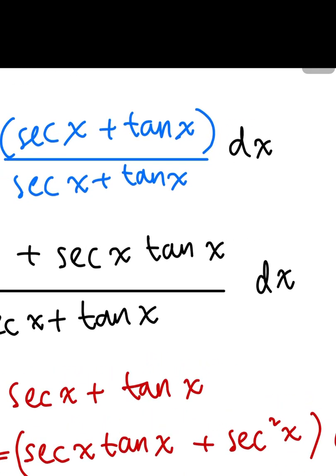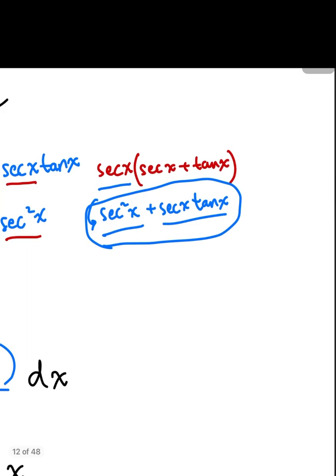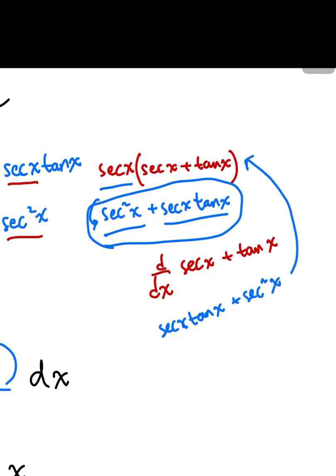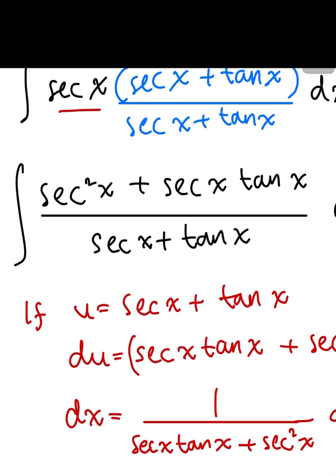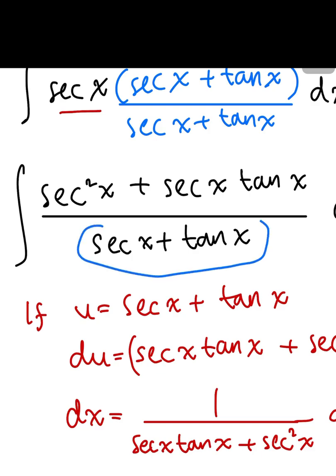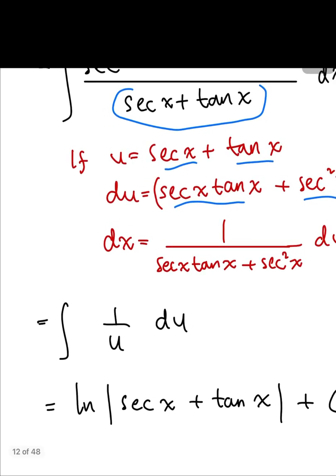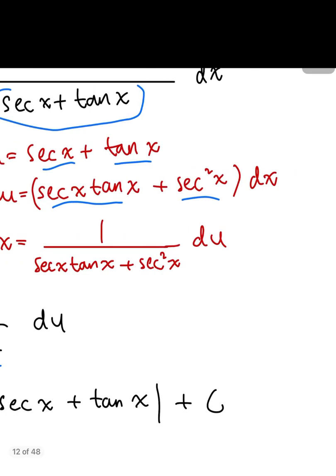And secant squared plus secant x tangent x is actually, if we are deriving the secant x plus tangent x, secant x tangent x plus secant squared x, in which we are getting this result, right? So actually what we did is, if we derive the whole thing at the bottom, the first derivative becomes the top one, right? So I can substitute and the whole thing becomes 1 over u du, and we can solve 1 over u, it becomes ln, and substituting back the secant x plus tangent x, we get the result, okay?